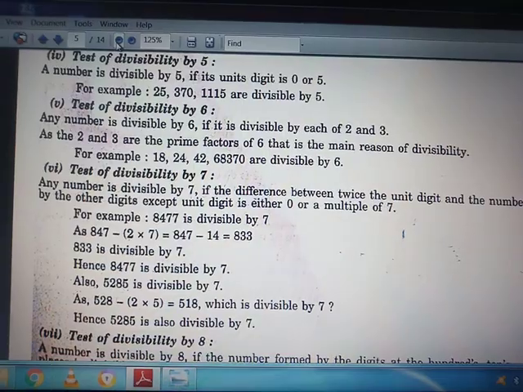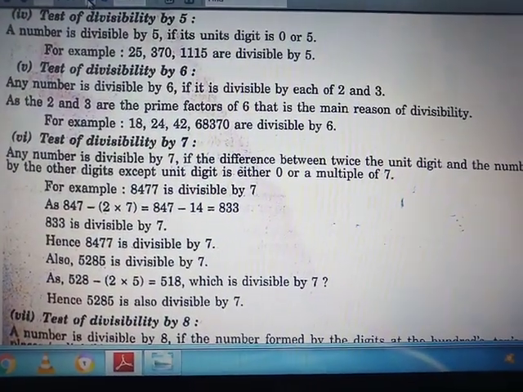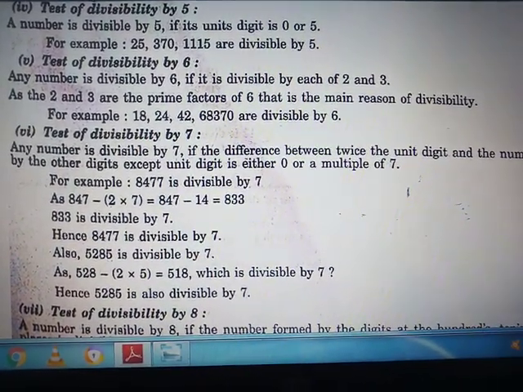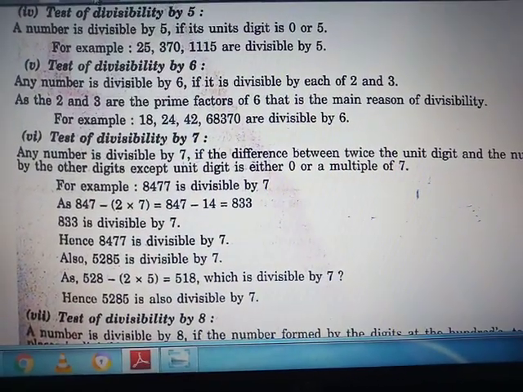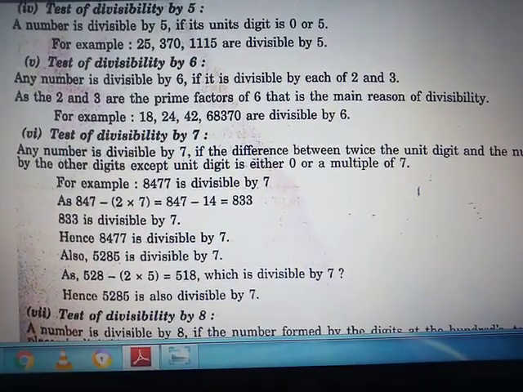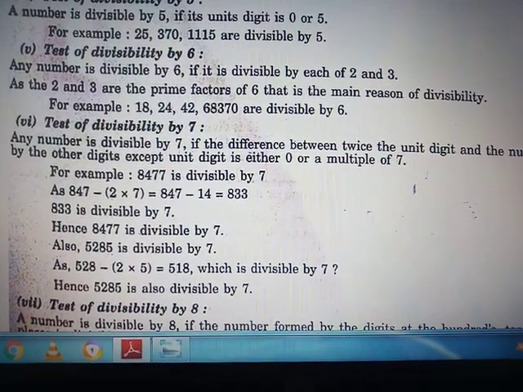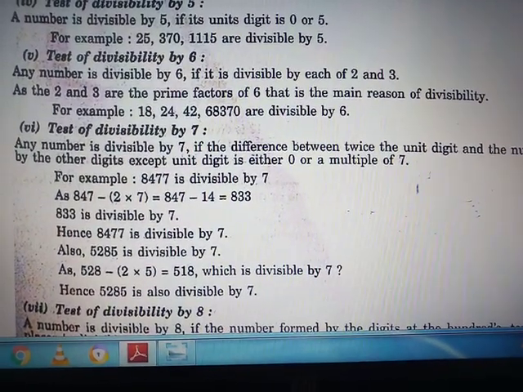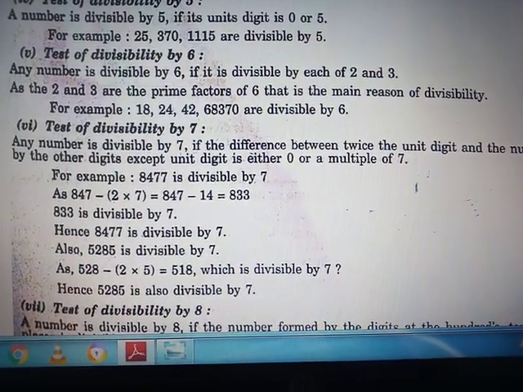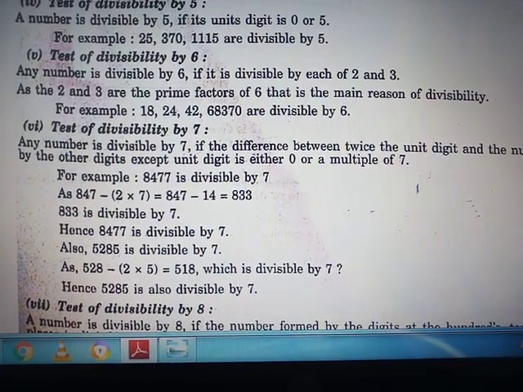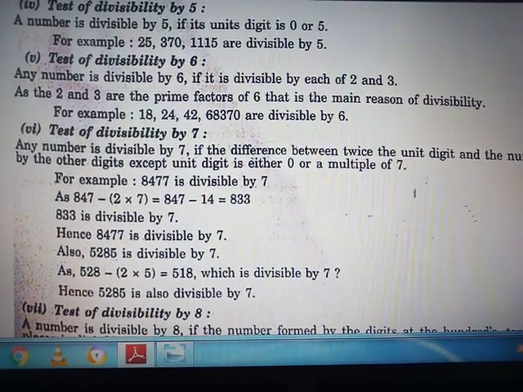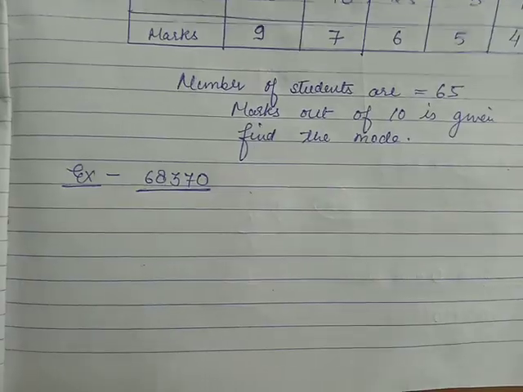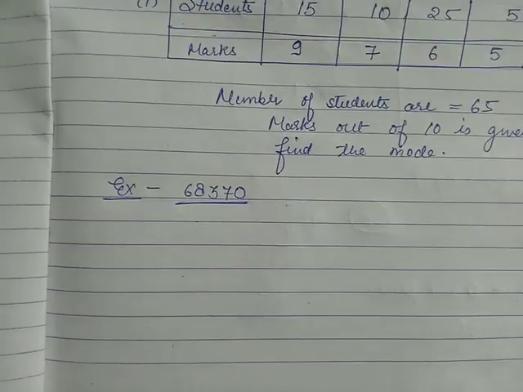Okay, now test of divisibility by 6. Any number is divisible by 6 if it is divisible by both 2 and 3. So basically, if any number is divisible by 2 and 3 both, that number will be divisible by 6. It is because 2 and 3 are the prime factors of 6. This is the main reason that a number which is divisible by 2 and 3 is divisible by 6.